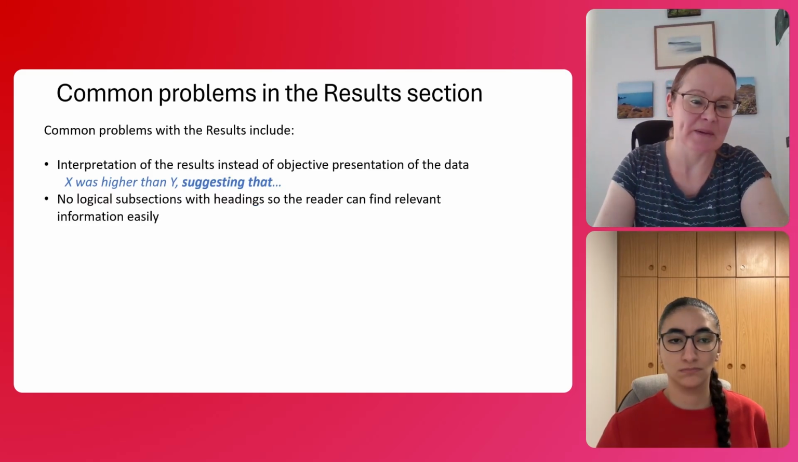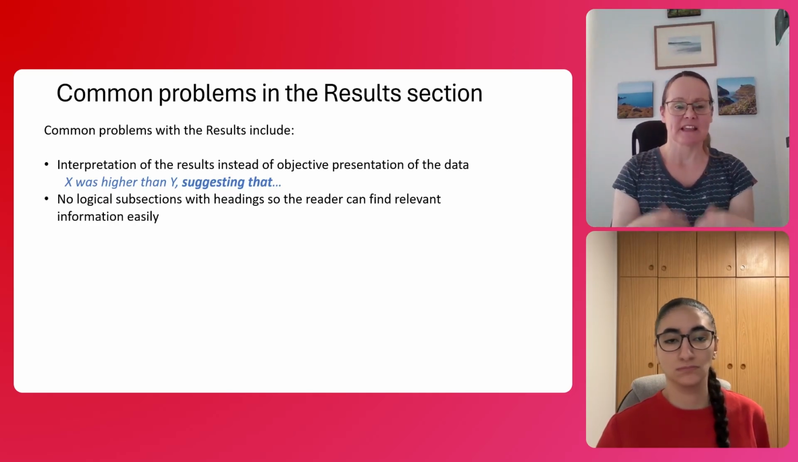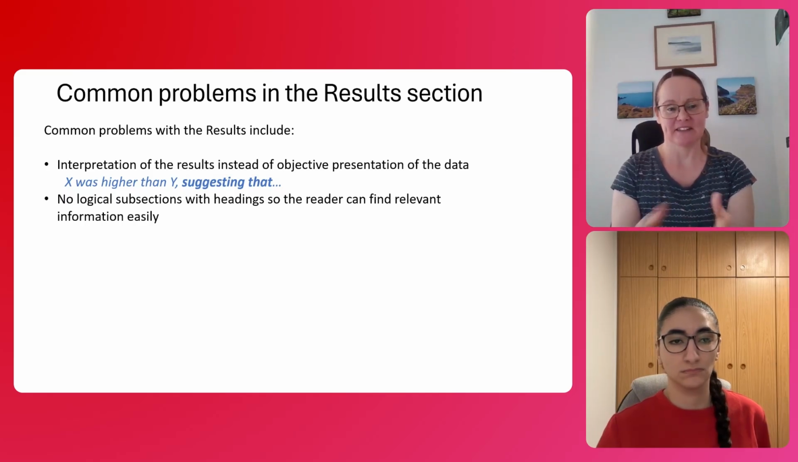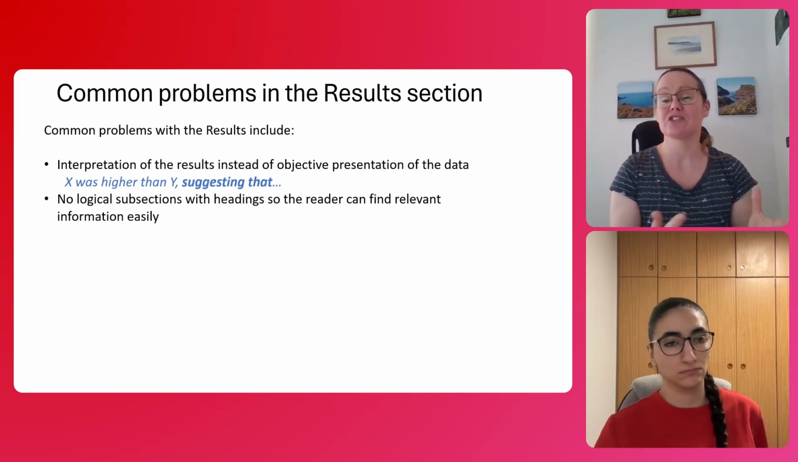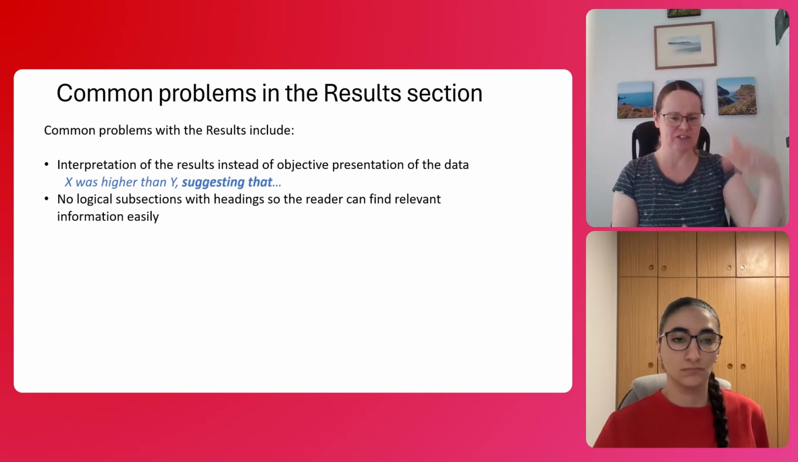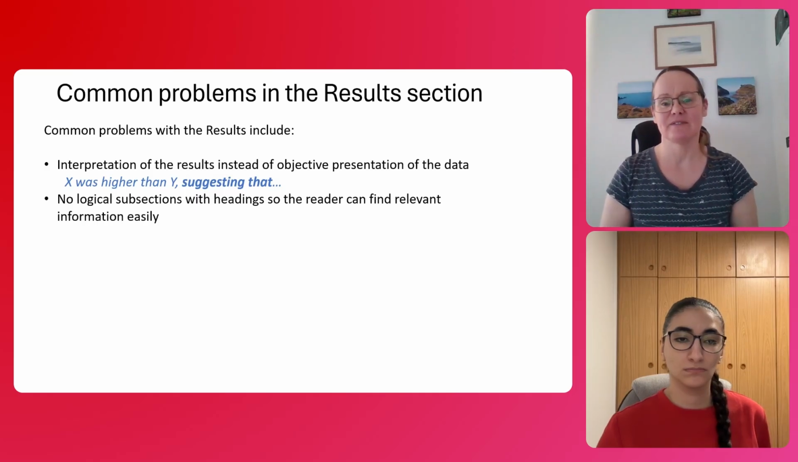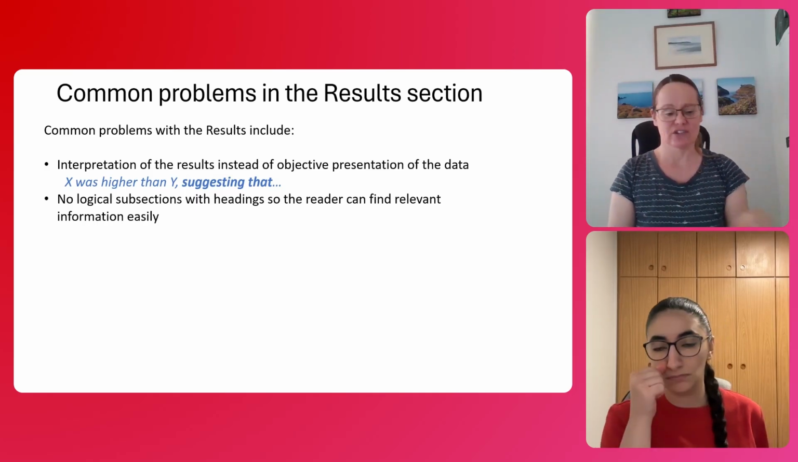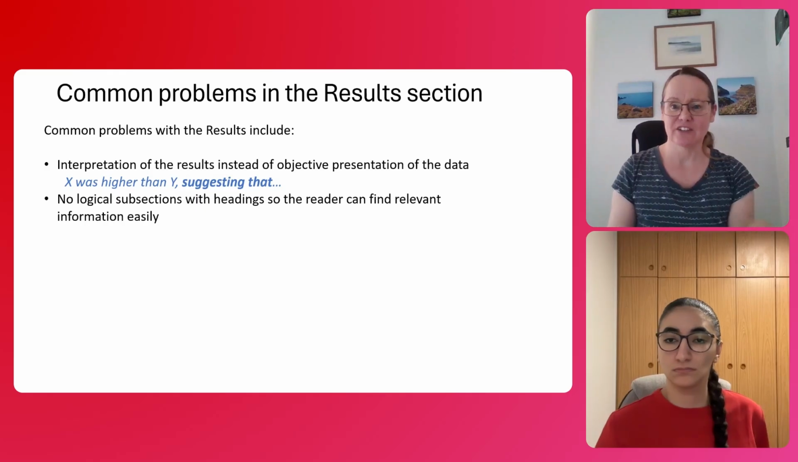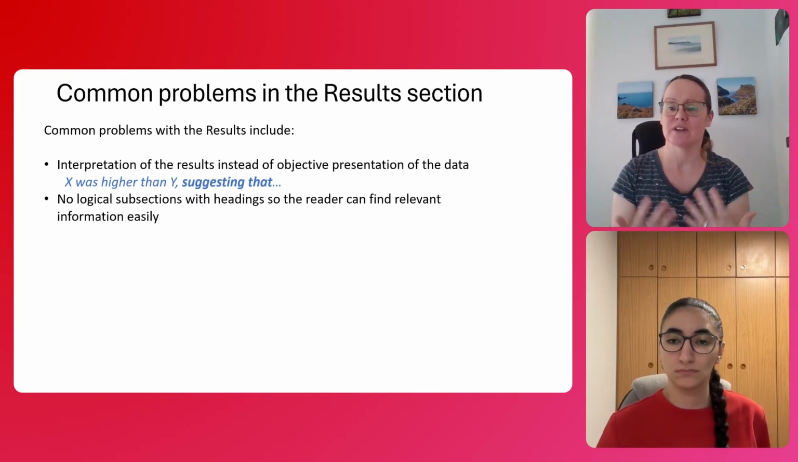I've already talked about how important it is to have a nice logical order to the information, nice logical subsections with headings. Again, and I think I made this point with the methods, make sure you have those. One of the most common mistakes is that we have just this block of continuous text. Again, your reader isn't very likely to read your results section from beginning to end. They're going to be looking for specific information. So make sure that information is easy to find.